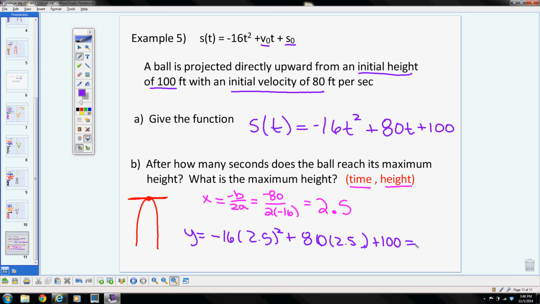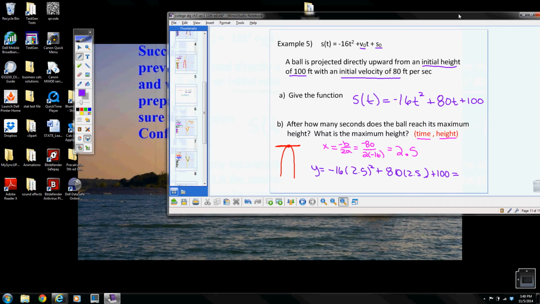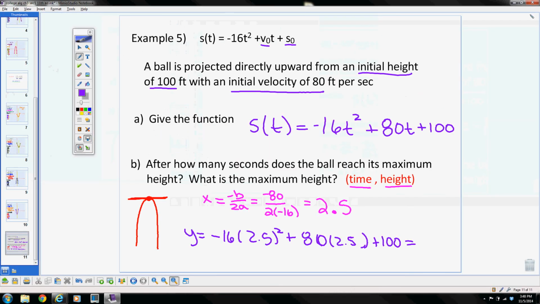So your maximum height in this case is going to be 200. So remember your first one, your first value, your x value of your vertex is 2.5. That's your time it takes to get there. And then the next value, your y value of your vertex, is your maximum height, and that one would be 200.